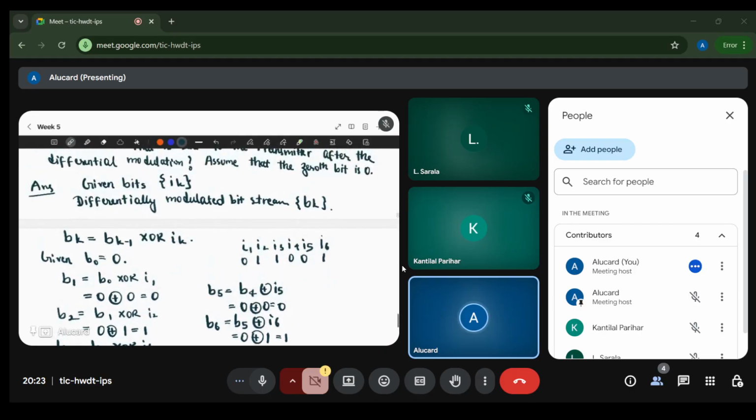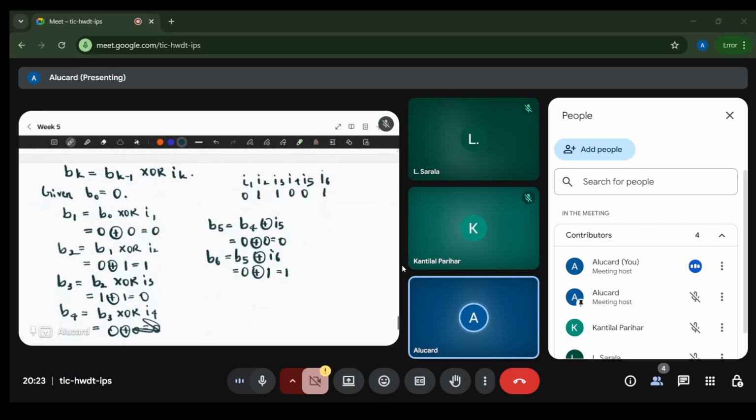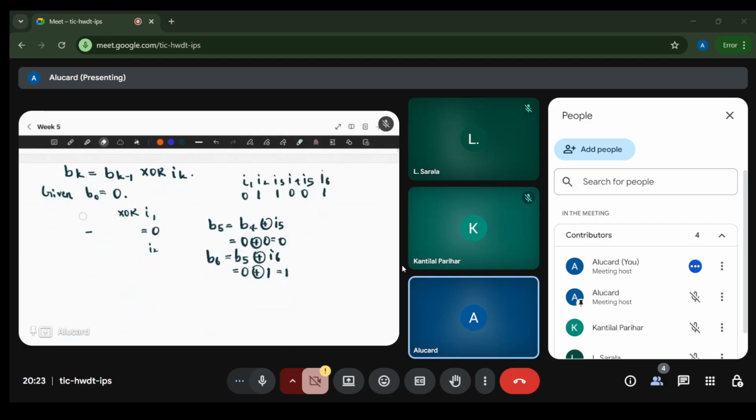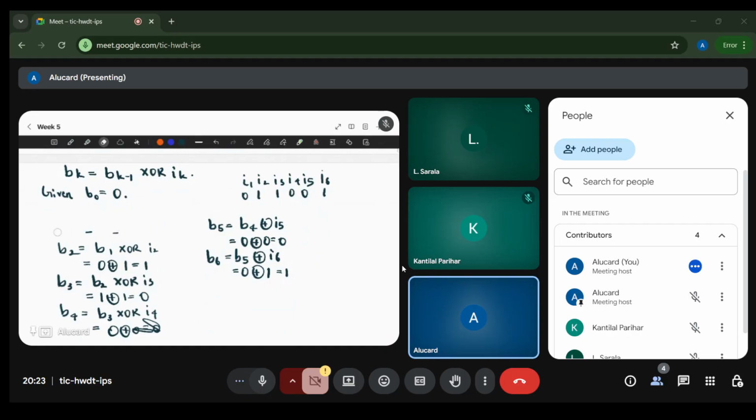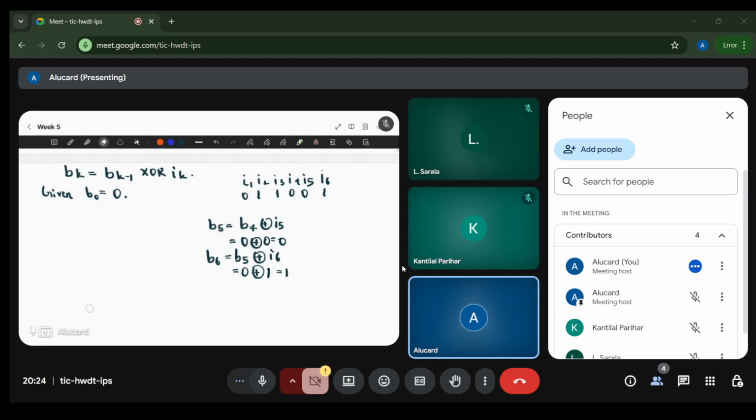Well, I actually shouldn't have told you the answer. But anyway, BK is BK minus 1 XOR IK, with B0 set to 0 and I1 to I6 being the given bit stream.